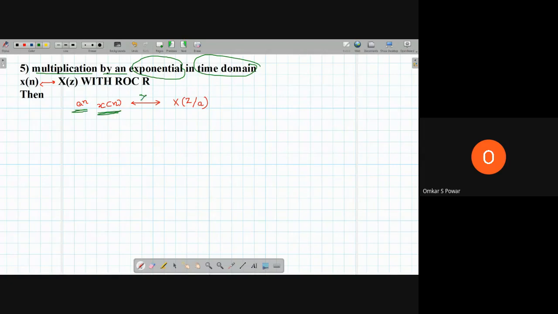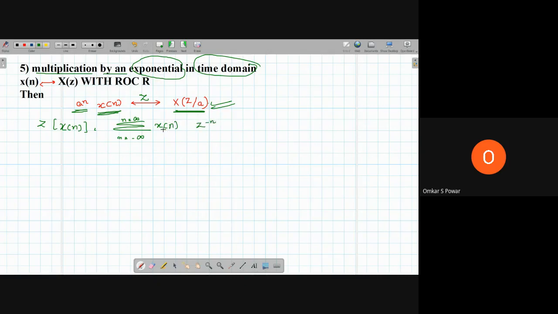Then what will be your z transform? X of z by a. So this property we have to prove. Let us go step by step. The z transform of x of n is equal to summation n varies from minus infinity to infinity x of n z to the power of minus n.